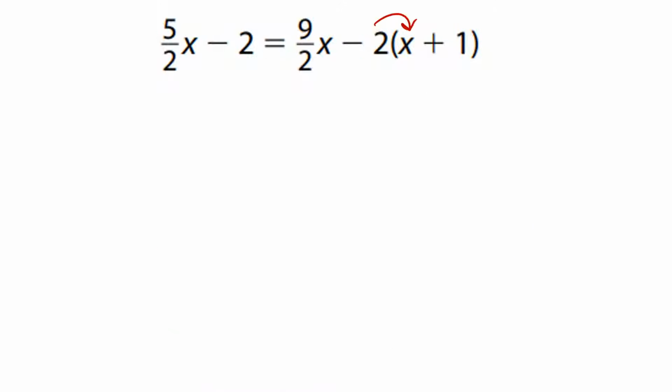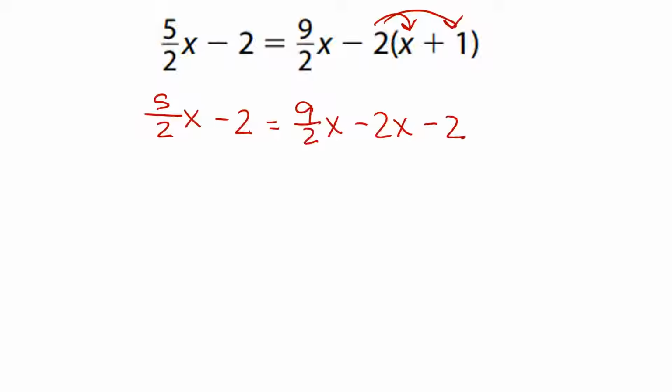For this problem, we start by distributing and multiplying our parentheses. We bring down the 5 over 2x minus 2. We also bring down the 9 over 2x. 2 and x gives us 2x. 2 and 1 give us a minus 2. We take this as a negative 2 when we distribute.